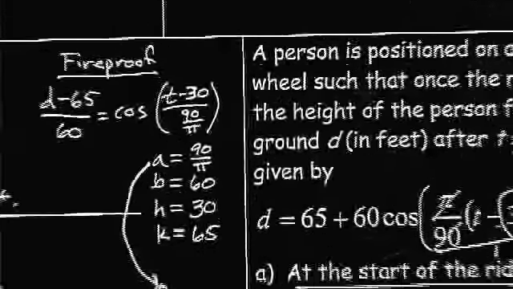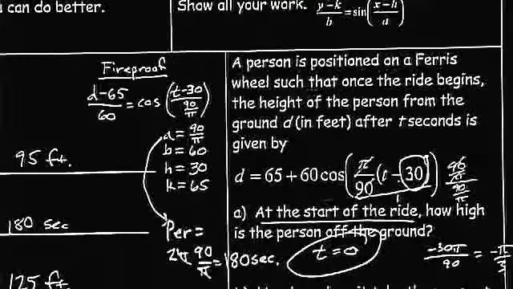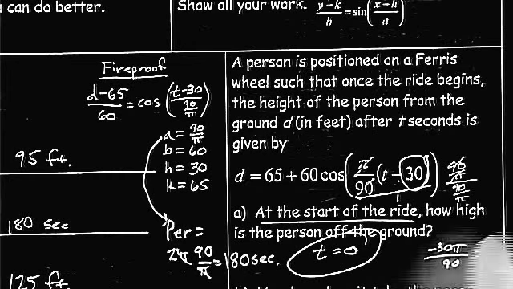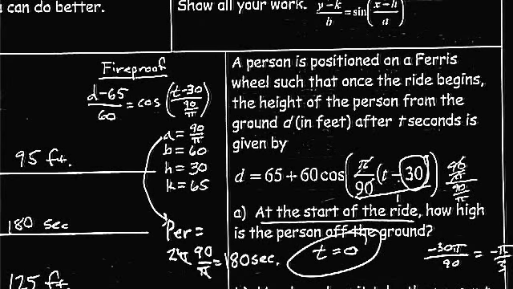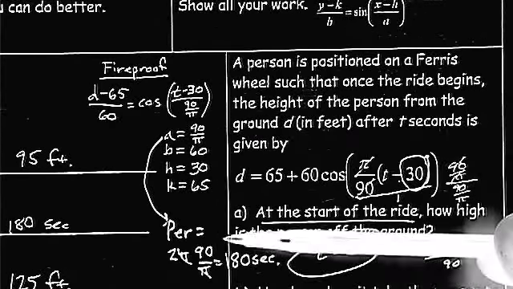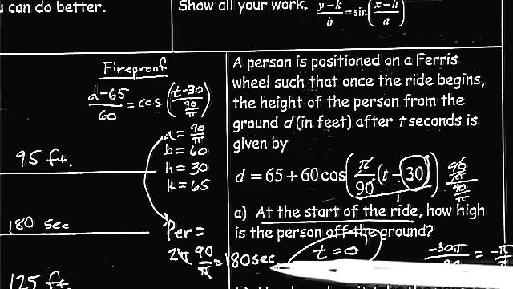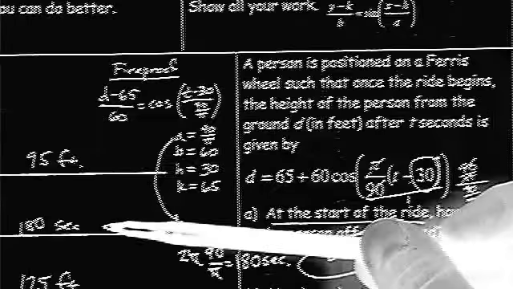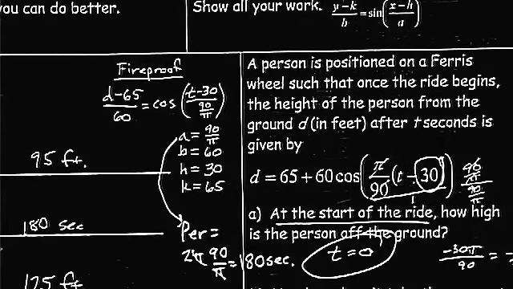In class we talked about how, on this Ferris wheel question, we would take the equation and change it to its factored form so that we could find A, B, H, K. And we did that. We were able to use the value of A to find the period, which was 180 seconds. Obviously, that went with question B right there about how long it takes for the person to make one complete revolution.